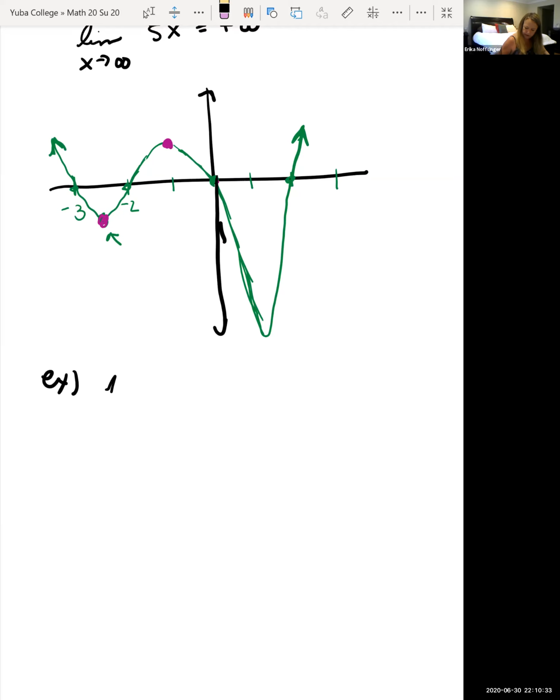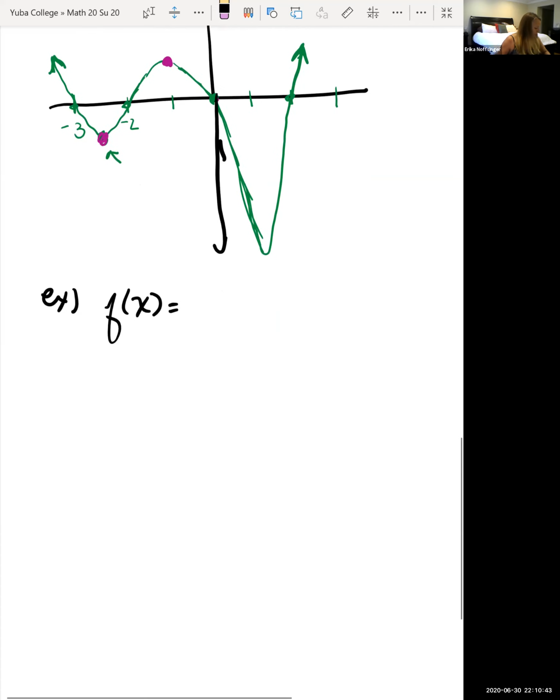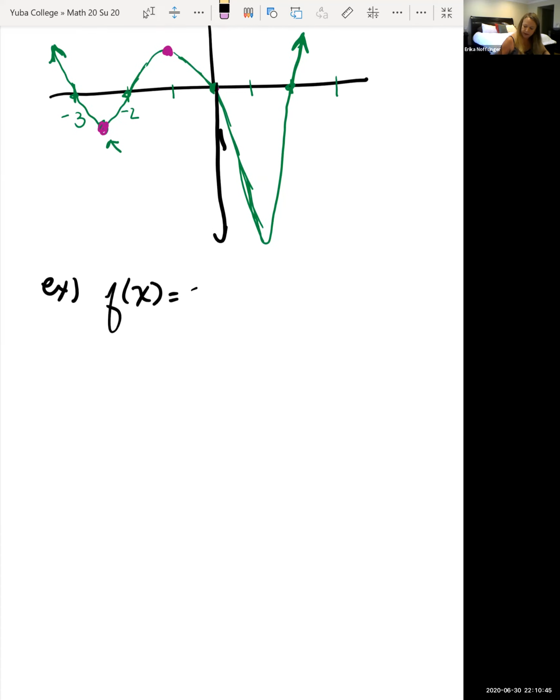Okay, so let's say you're given f of x. This is equal to, so for each, it says graph each of the polynomial functions. So this is 3x raised to the 6th power plus 6x to the 5th minus 12x to the 4th minus 24x cubed.